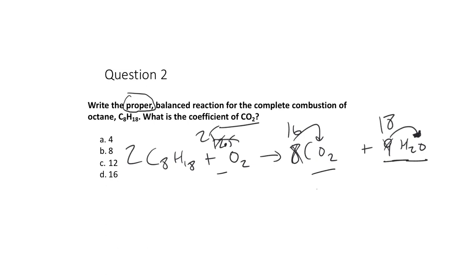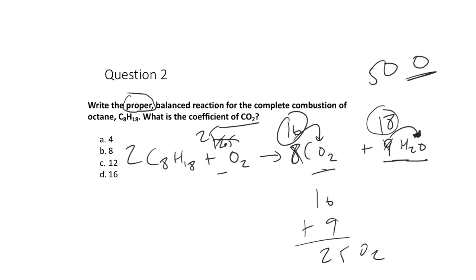Then we can double check. 16 plus 9 should be 25 O2s that we need to get the proper O's for both sides. So if we want to count them specifically, 16 plus 16, 32 plus 18 is 50. So just checking the O atoms, we get 25 times 2, 50 O's on both sides. 16 carbons and 36 hydrogens on both sides. So the coefficient in front of CO2 should be 16.